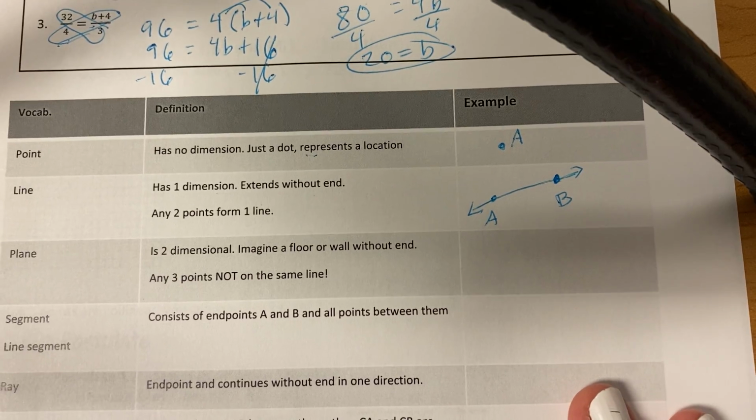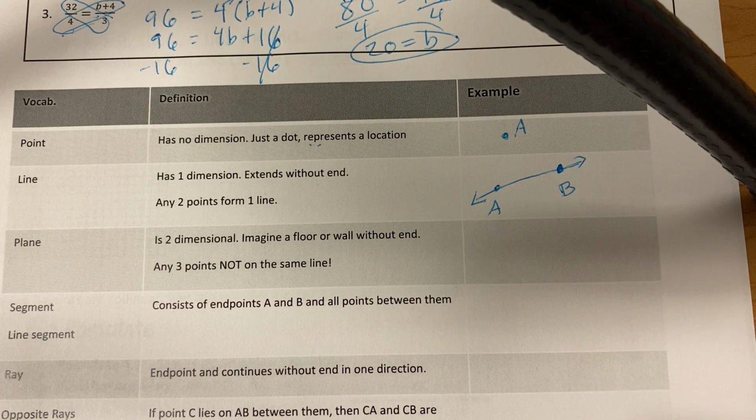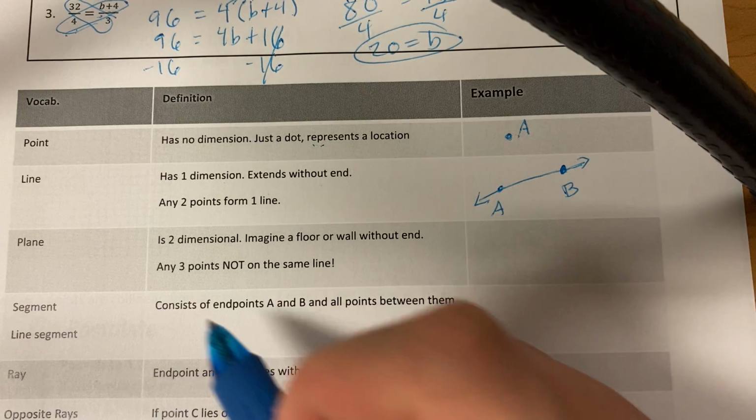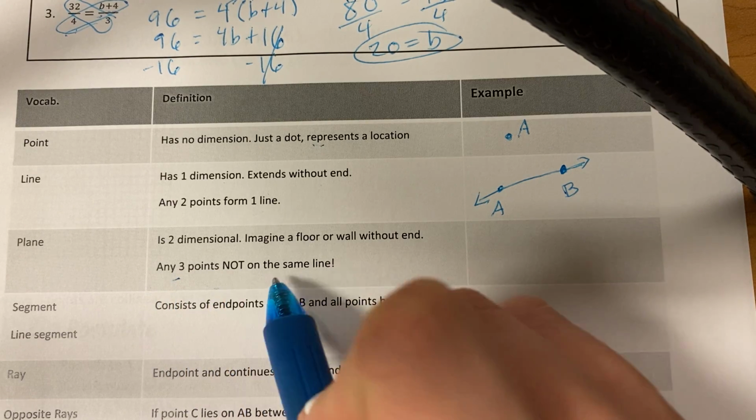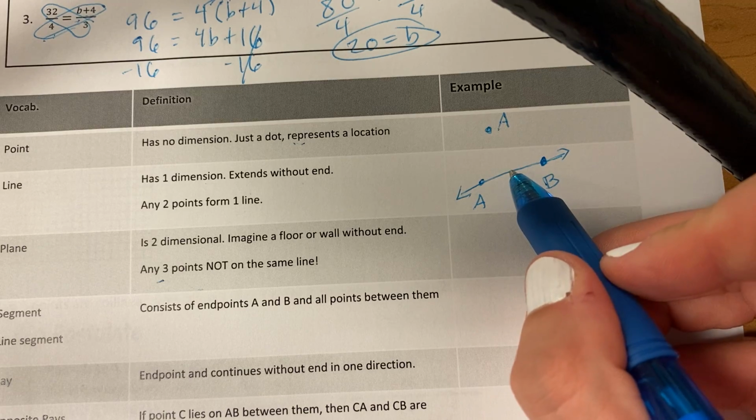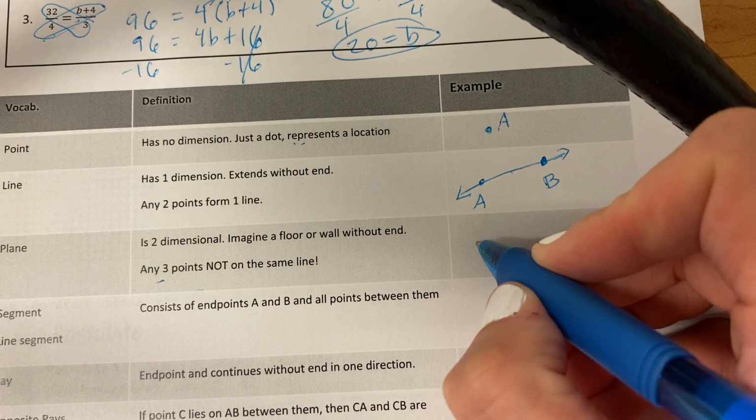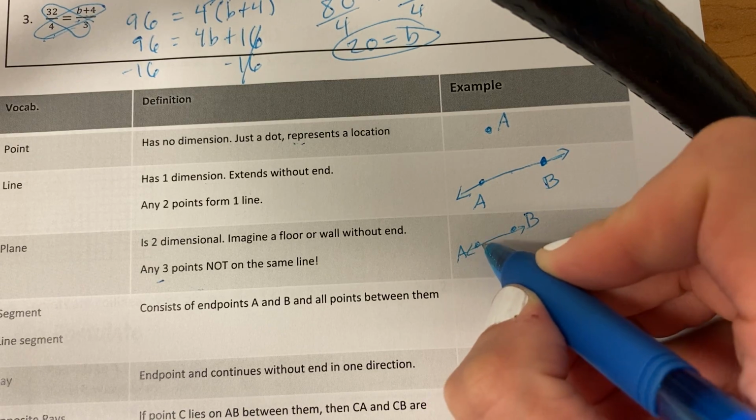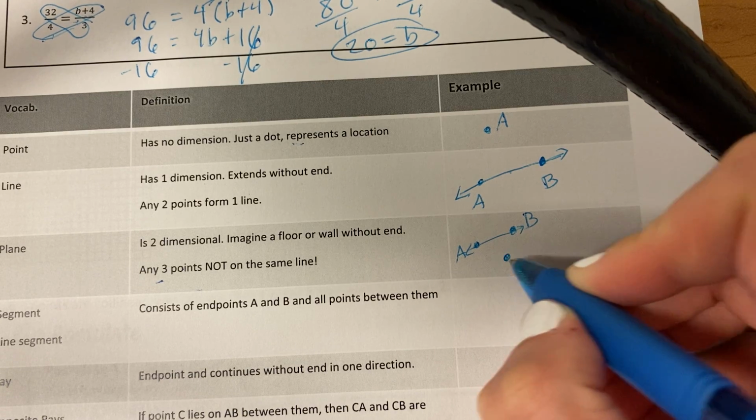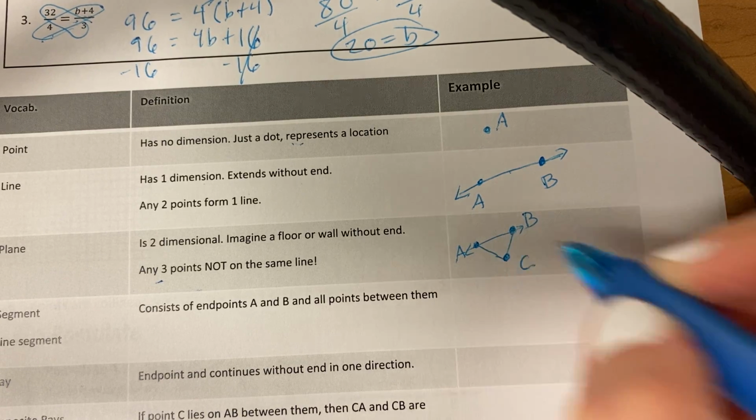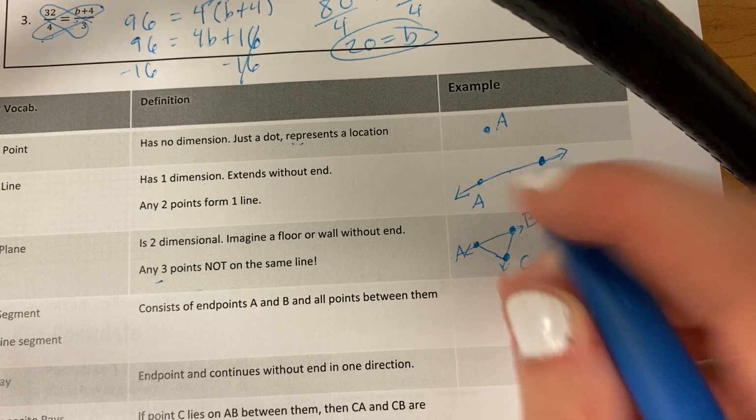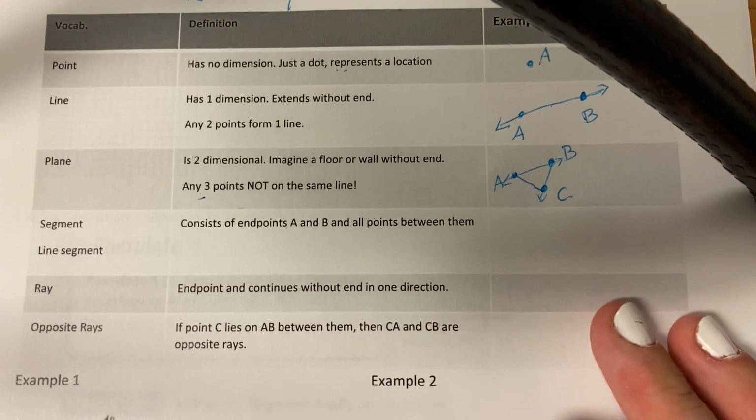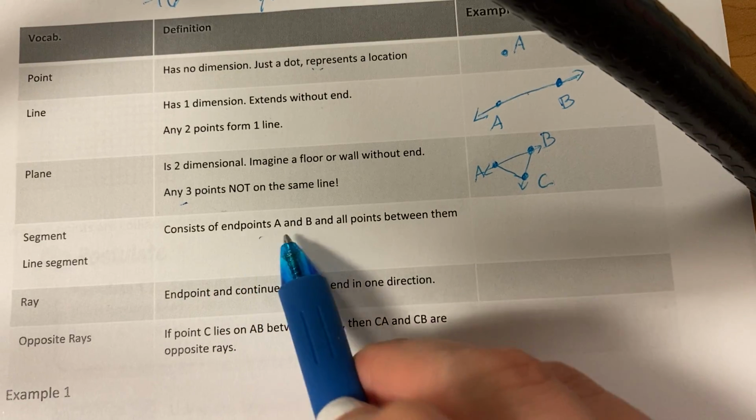Then a plane is two-dimensional. Okay, so imagine like a floor or a wall without end. So these are still going in either direction. But any 3 points not on the same line. So if I had another point here, that would still be a line, right? But if I have, let's say, a line here, all right, and these are extending in either direction, and then I'm going to add a third point not on that line. So we'll say this is C. This can form a plane, okay? And again, imagine this just kind of extending in all directions. That is a plane.